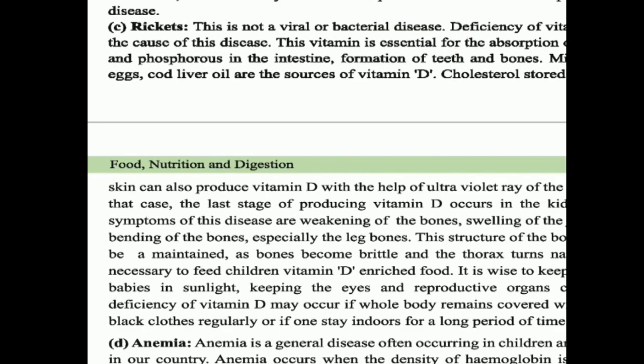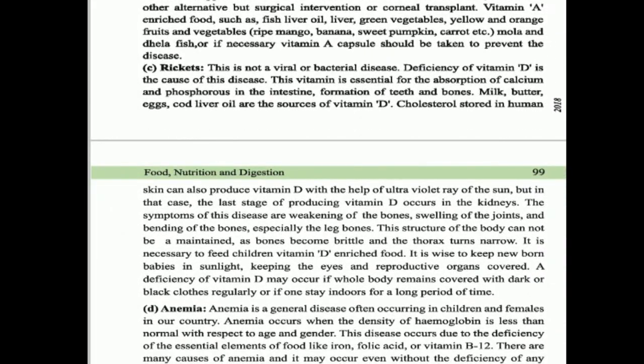Here you will get this point. Okay, I want to mark it for you: vitamin D deficiency disease. The vitamin is essential for the absorption of calcium and phosphorus in the intestine, and for the formation of teeth and bones. Milk, butter, eggs, and cod liver oil are sources of vitamin D. Cholesterol stored in human skin can also produce vitamin D with the help of the sun's ultraviolet rays. But the last stage of producing vitamin D occurs in the kidney. This is a very important point.